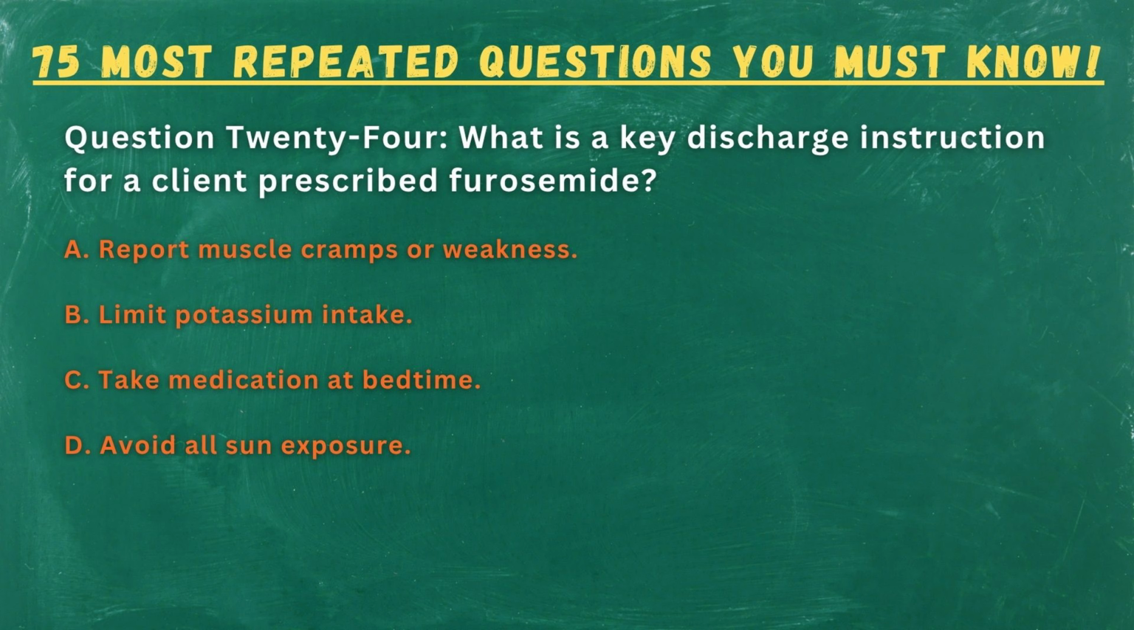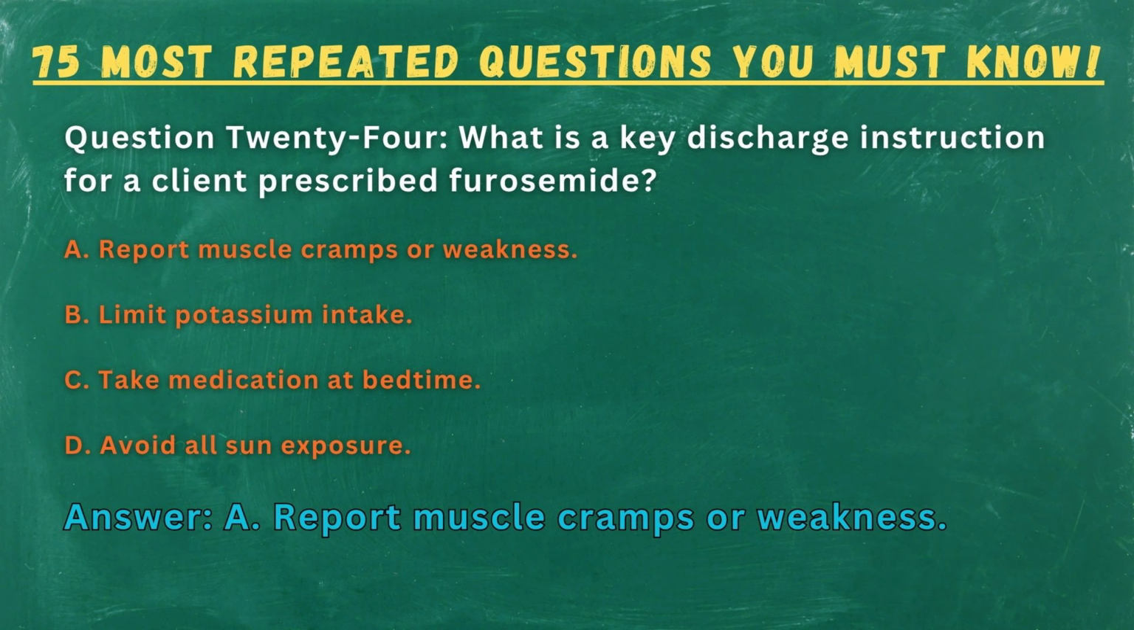Question 24. What is a key discharge instruction for a client prescribed furosemide? A. Report muscle cramps or weakness. B. Limit potassium intake. C. Take medication at bedtime. D. Avoid all sun exposure. Answer: A. Report muscle cramps or weakness.